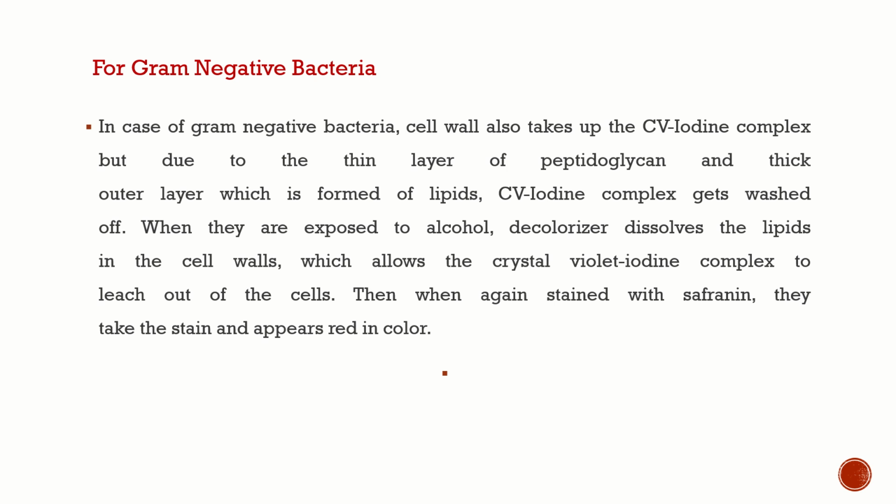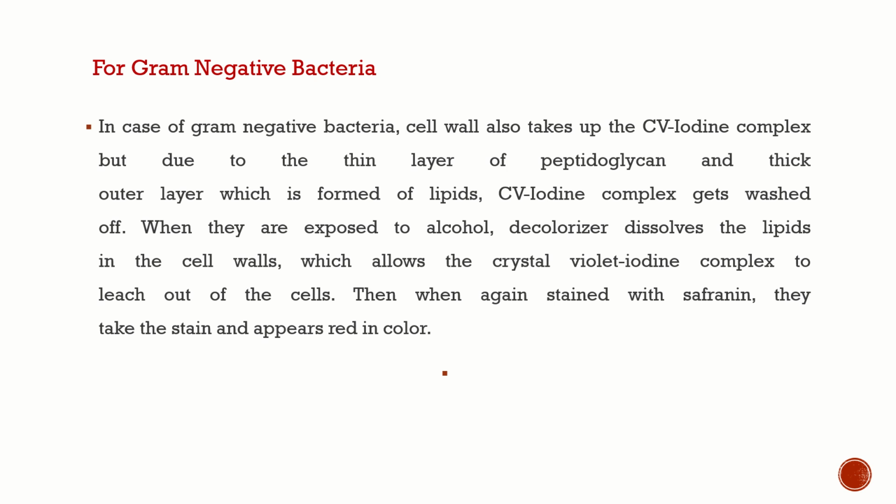If we add alcohol, the cell wall will shrink, but as the peptidoglycan is very thin and the lipid amount is more, the pore size will not become smaller. Have you understood? The pore size will remain the same because the peptidoglycan is very less, so the shrinkage will be less. As a result, when we wash off the stain, the crystal violet and iodine complex comes out from the cell wall of the bacteria. That is why when we again add the counterstain, safranin, the safranin is retained in the cell wall of the bacteria.